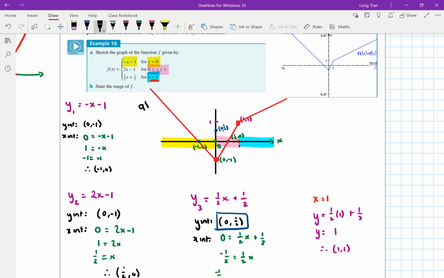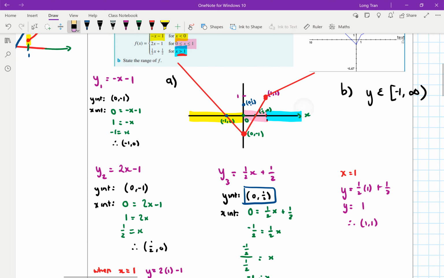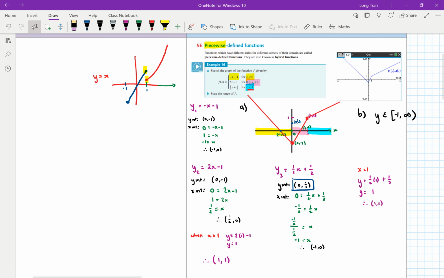They wanted me to sketch it. I've done it. And then part B, now that I've got the graph, they asked for the range. Well, you can see that the smallest value that I can have on the y-axis is clearly -1. So that means my range has to be y is an element of [-1, inclusive, because I can have that number. And it seems like I can go on infinitely. So there we go. That's my range.